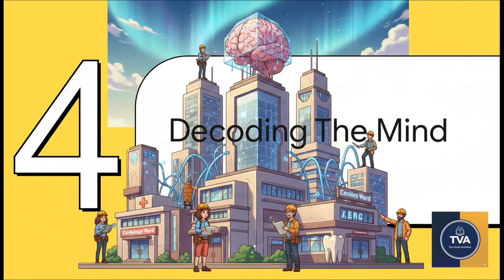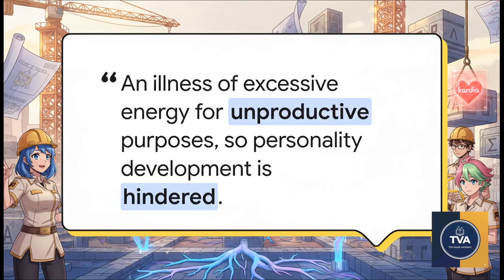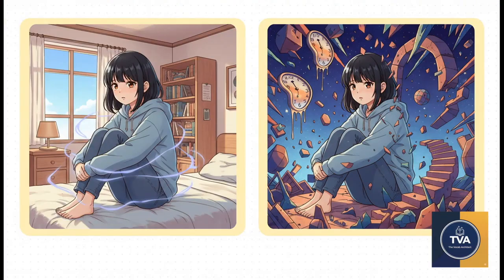Okay, time for our final and maybe most interesting section. We're moving from the physical body to the mind. Let's start decoding the mind. So let's start with a word that can be a little confusing, neurosis. Now, you see that neuron root in there, right? But it's really more about the mind. The psychiatrist Eric Berne put it really well. He said it's when a person uses a ton of energy on unproductive things, and that basically stops them from growing as a person.